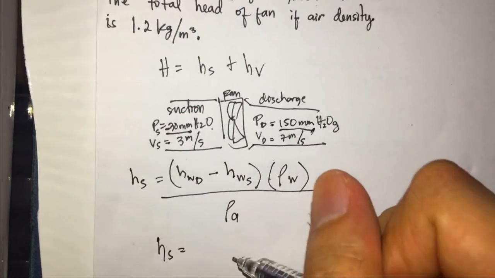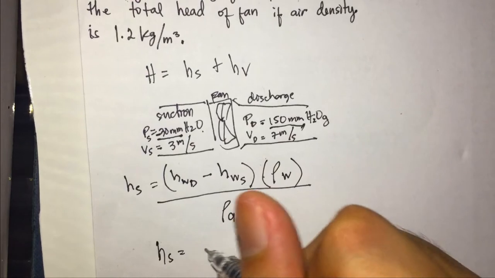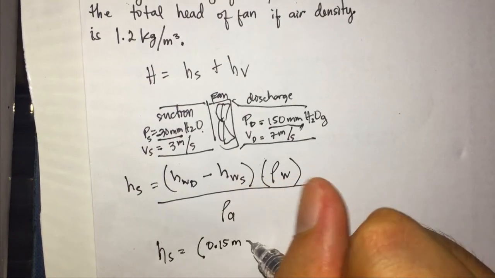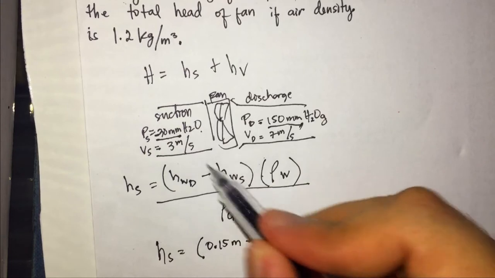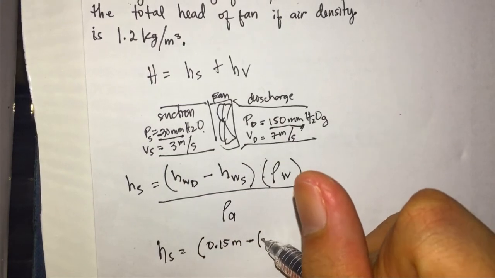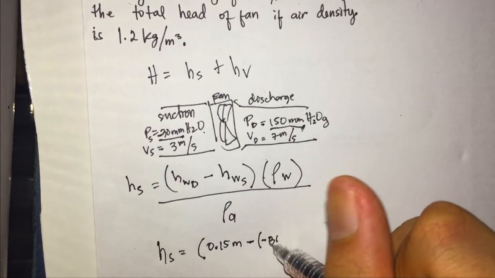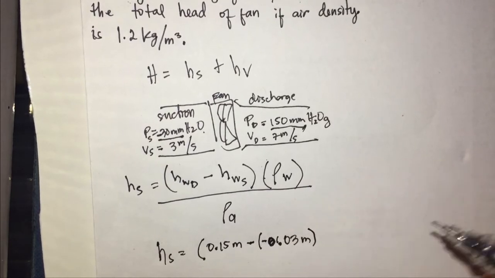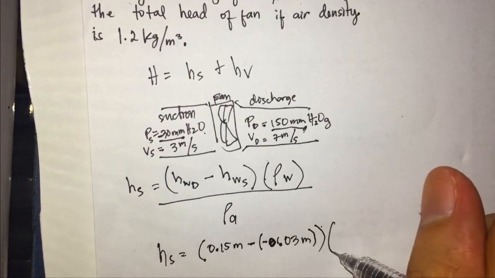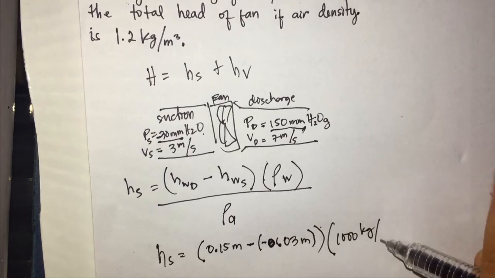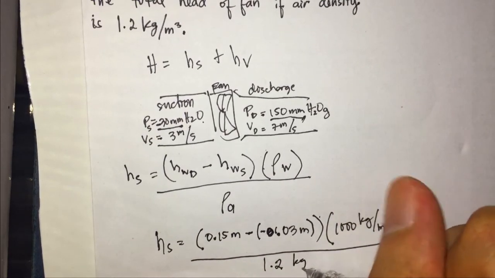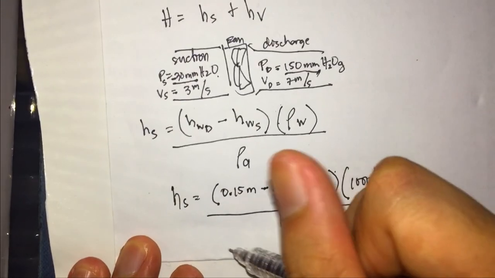So, static head will be, from the formula, head ng water sa discharge, gawin nating meter, 0.15 meter, minus head sa suction, which is negative 30, so nilagyan ko pa parenthesis, minus negative 30 millimeter or 0.03 meter. Diba? Kasi ginawa ko meter. And then, times the density of water, which is 1,000 kg/m³, all over density ng air, which is given na 1.2 kg/m³.